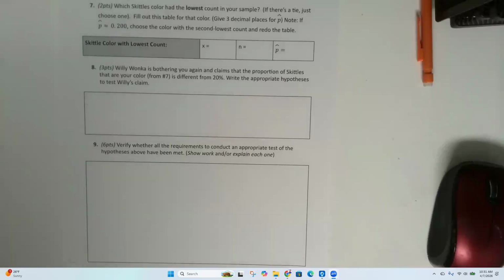All I was saying is if you're not feeling comfortable with hypothesis testing yet, that's totally fine. We're gonna do another one and hopefully the repetition will make it easier.